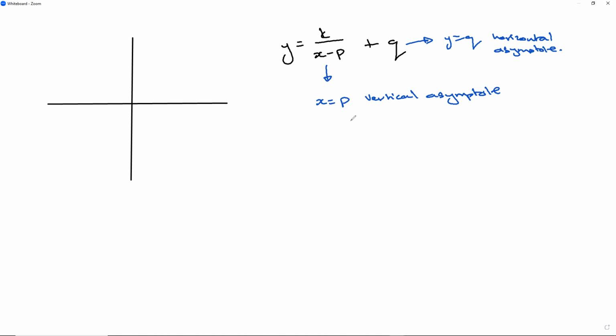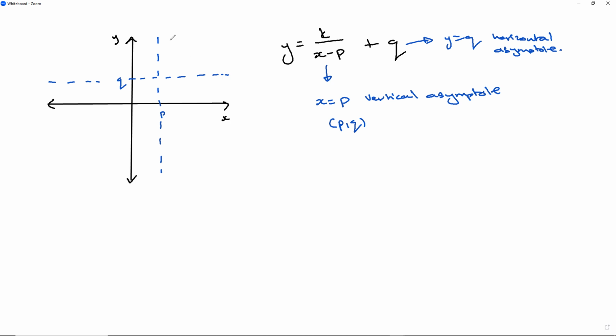And the point (p, q) is where the asymptotes meet. So I can have some value p over here and just create a dotted line. And I could have some value q over here and just have some dotted line running across there. And using those values, I've got my y-axis and my x-axis over here.